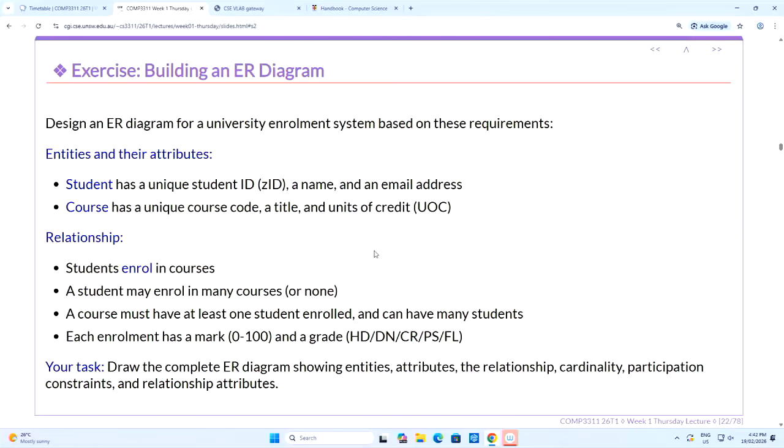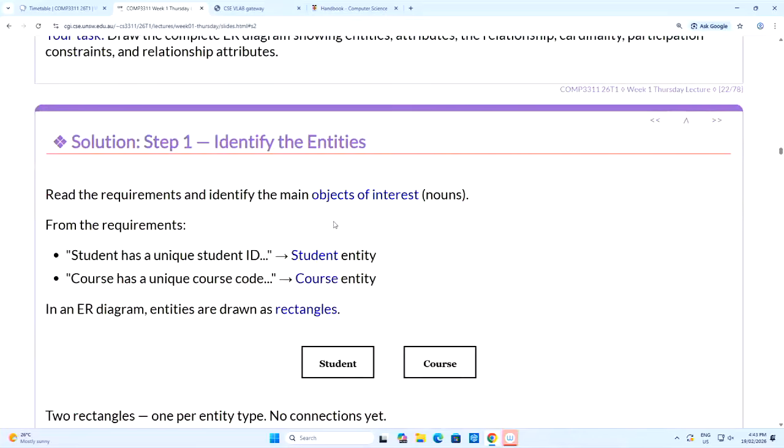And each enrollment has a mark and a grade. And this is important because a mark and a grade, they're basically like integers or text, right? And they're also attributes. But where are these attributes attached? Can they be attached to the student, or can it be attached to the course? Or like where should we attach this attribute? So I think let's just start building it.